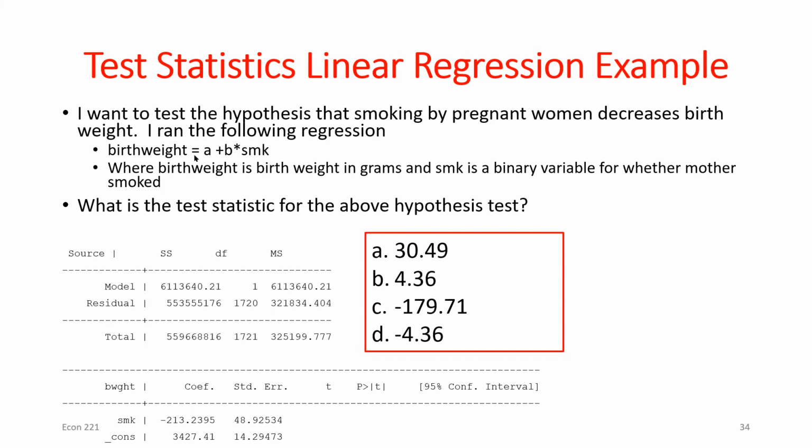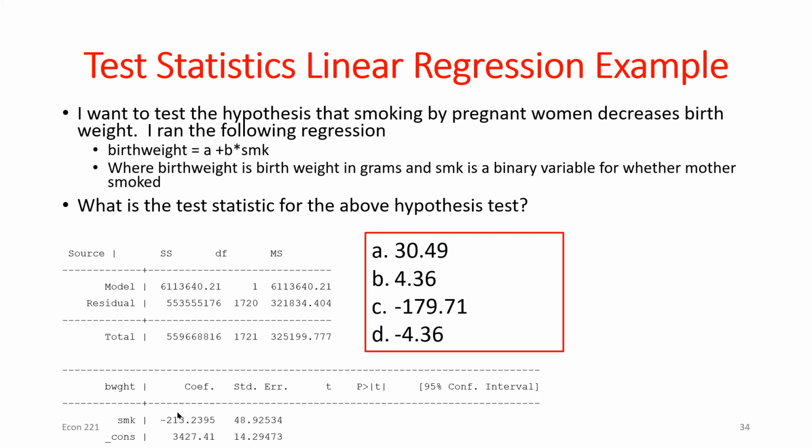So I run this regression. My Y, my dependent variable, is birth weight, and my X, my independent variable, is whether or not the mother smoked while pregnant. How would I find the test statistic for this smoking variable? All I have to do is take that coefficient of negative 213, divide it by the standard error of about 49, and I'll end up getting that negative 4.36 test statistic.